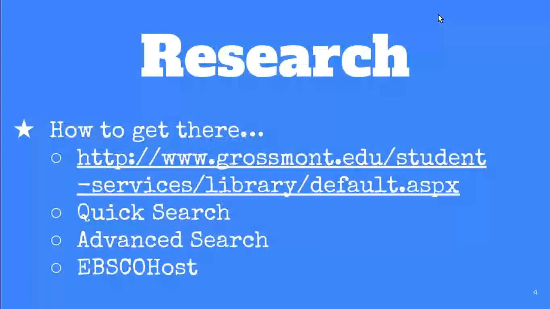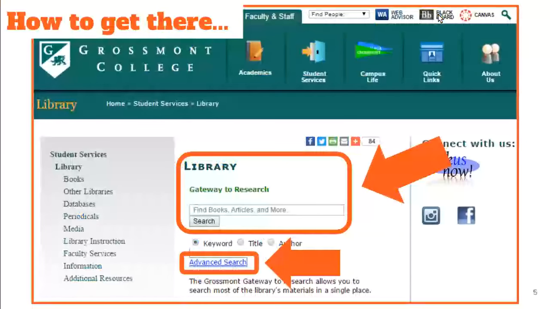So, first things first, how to get there. Here is the web link. And I've also linked this on the page, so you can just click right on it. And you are going to go to Quick Search, then Advanced Search, and we are going to be using EBSCOhost. And I'll show you what that looks like right now.